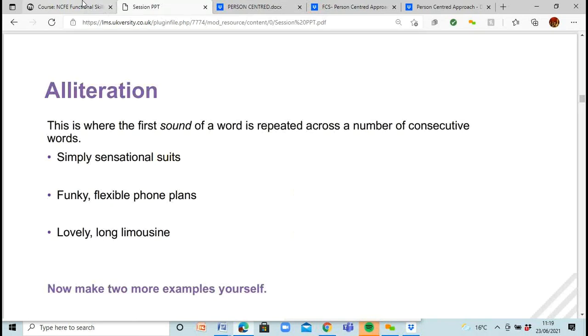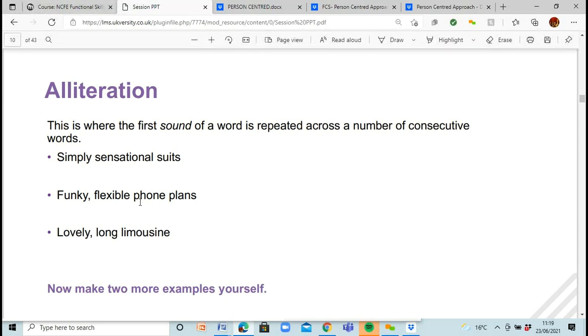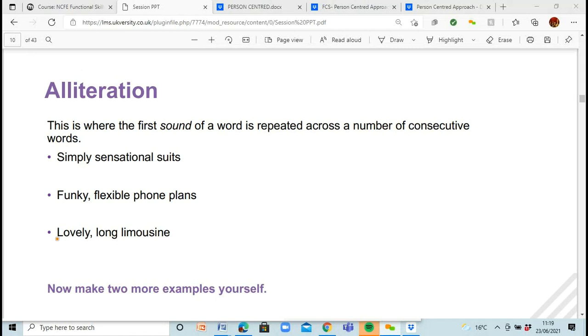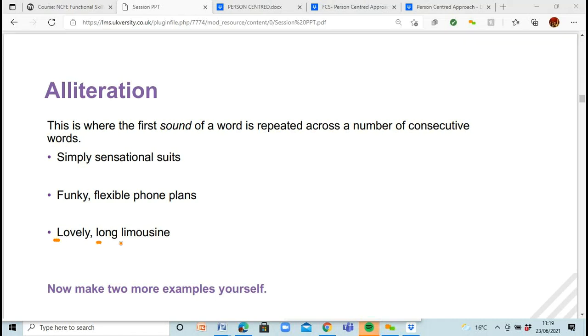An alliteration is where the first sound of each word is repeated across a number of words. So you've got things like "simply sensational suits", with the same sound at the beginning. Then "funky, flexible, phone plans". Even though the P and the H are spelled differently, they still make the same sound, so those three are the same sound. Then "lovely, long, limousine". The first letter of each word has the same sound: L, L, L.